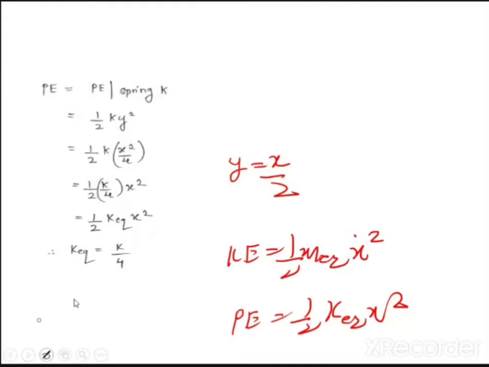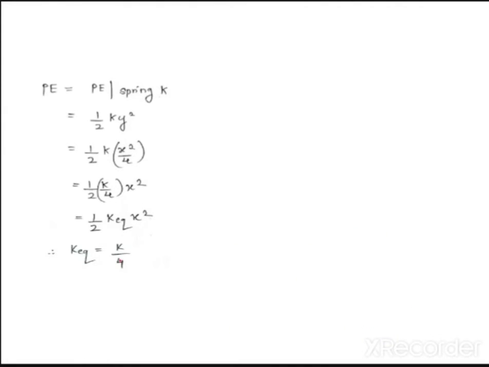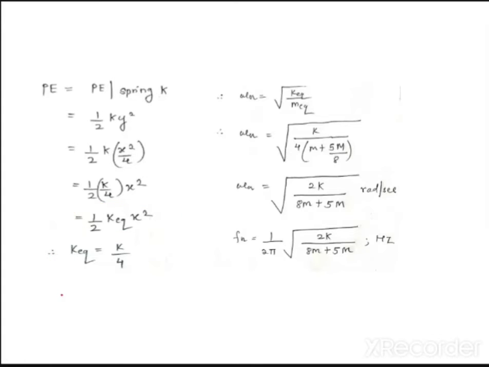Very simple. Problems are very simple once you understand the logic. So k equivalent is equal to k by 4 from this formula. Okay. And then my final answer: omega n is equal to square root of k equivalent by m equivalent. Put everything: k upon 4 into m plus 5m by 8. So make a multiplication. What you will get? 2k upon 8m plus 5m. So this is your final answer.